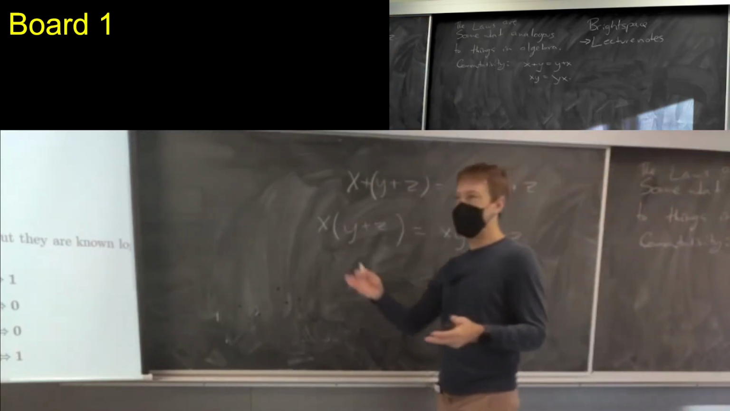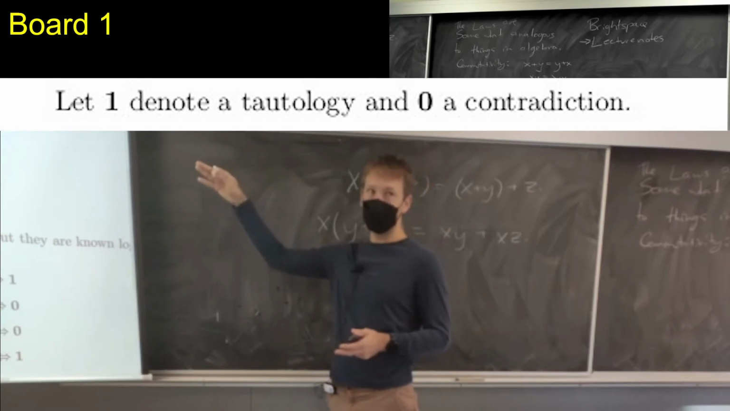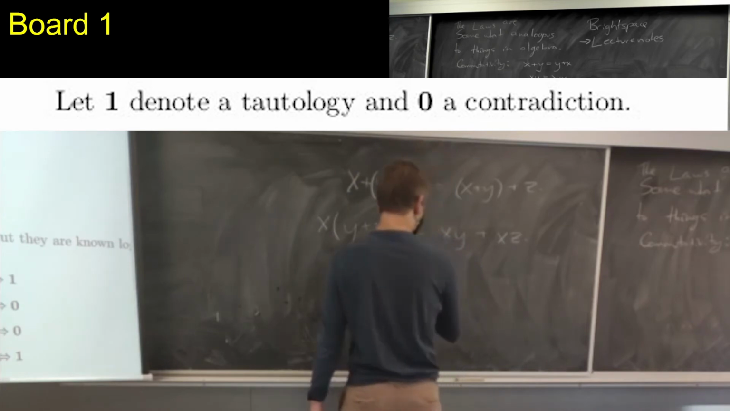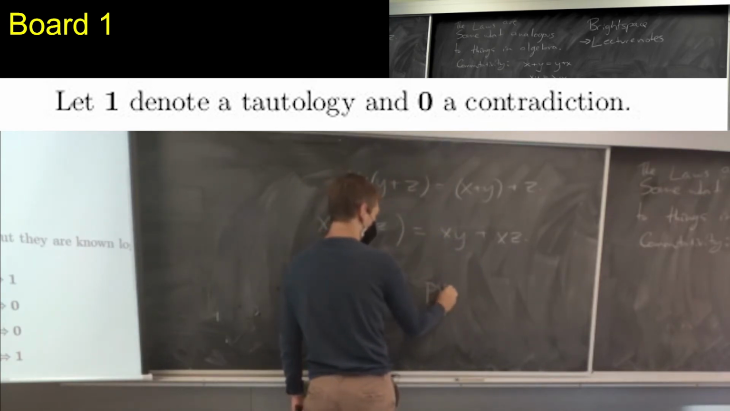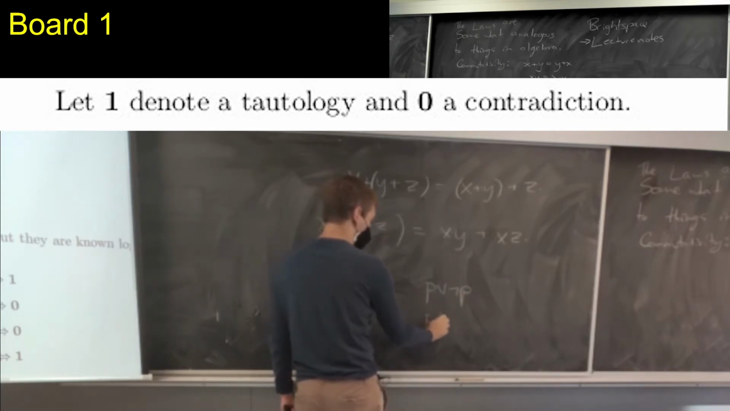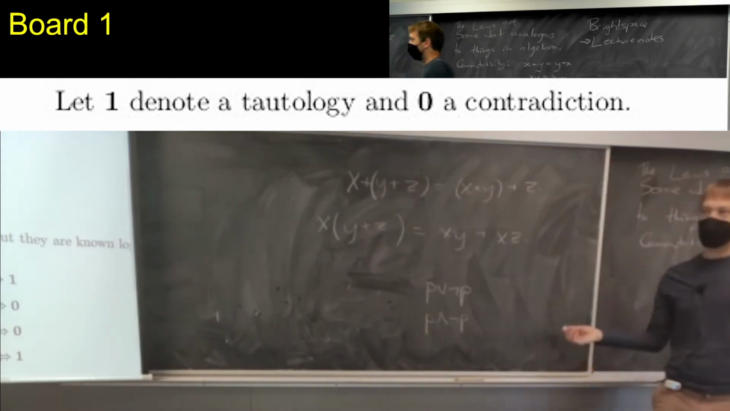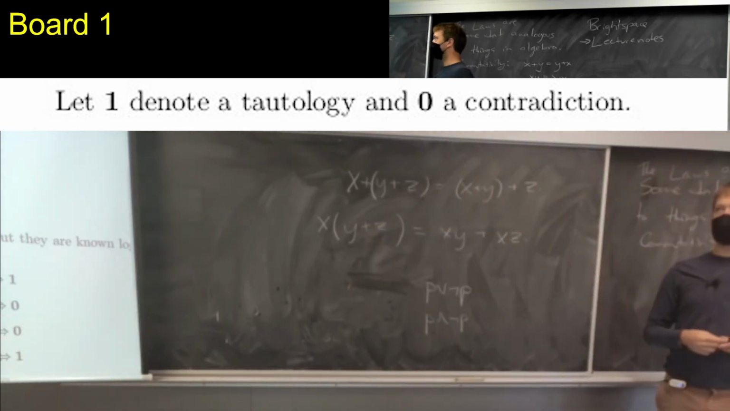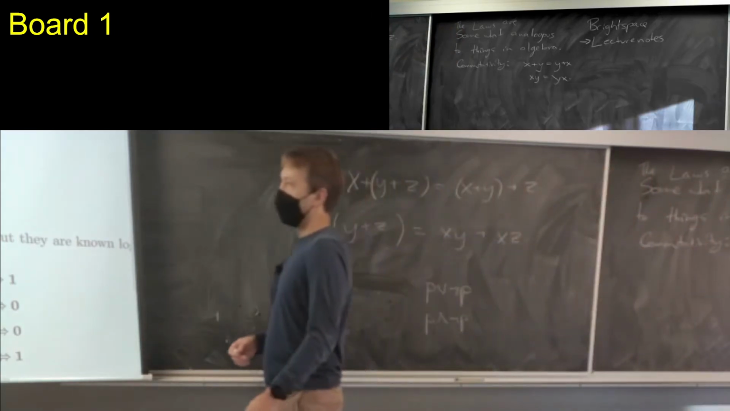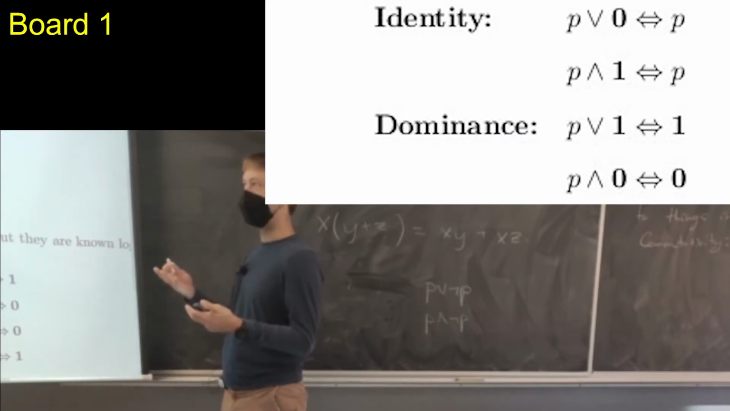So for the purposes of explaining the next few things, I'm going to let bold 1 be a tautology. Remember, a tautology is always true. So for example, P or not P would be a tautology. P and not P is a contradiction, right? So we can just let 1 be any tautology and 0 be a contradiction. And then all of these things are pretty easy to see as well.